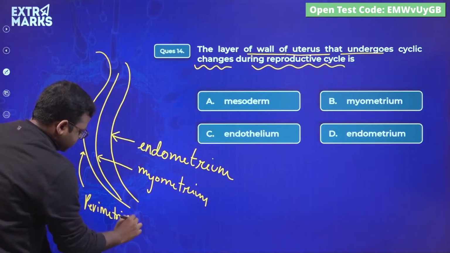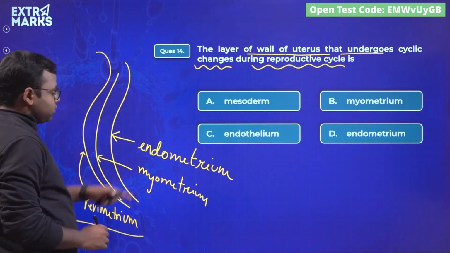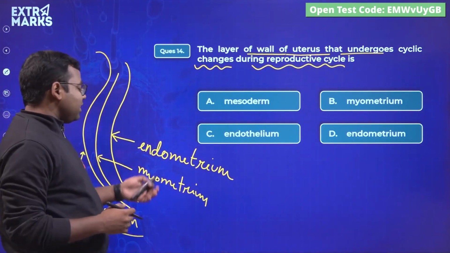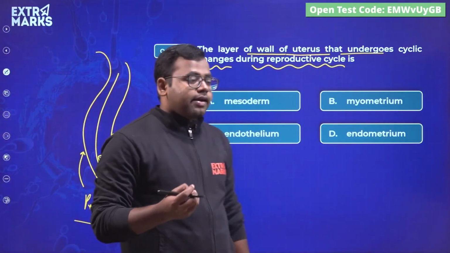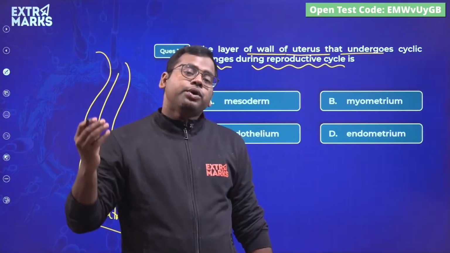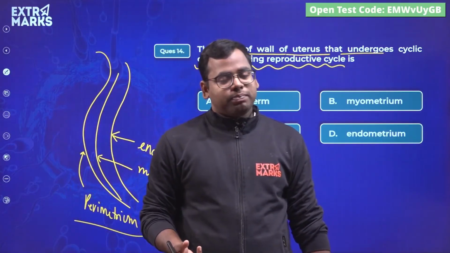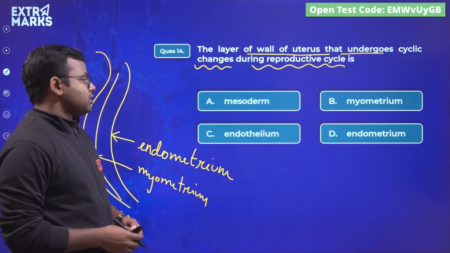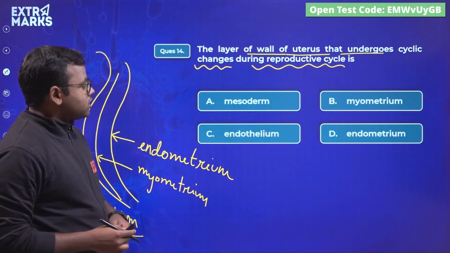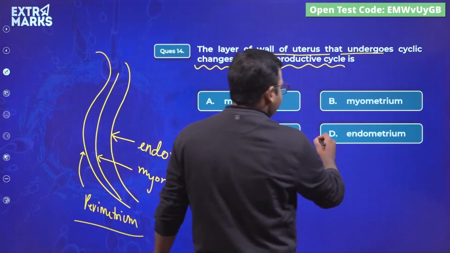These are the uterine layers. Endometrium is the one which goes through cyclic changes during the menstrual cycle, and it also acts as the layer where implantation is going to happen, right? The attachment is going to happen and further pregnancy proceeds. The correct answer is option D, endometrium.